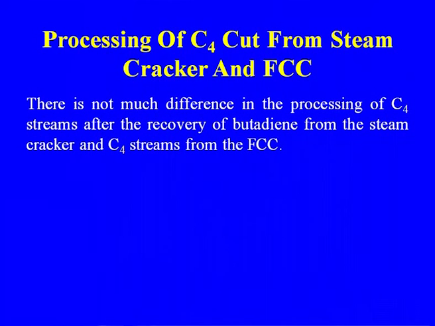Now let us discuss the processing of the C4 stream, because we are getting C4 and C5 cuts. So let us discuss the C4 cut from the steam cracker, because normally the C4 has to be separated from the C5. The C4 cut from the FCC and the cracker plant, there is not much difference in the processing of the C4 stream after the recovery of the butadiene, because the butadiene is only present in the case of the naphtha cracker plant, not in the case of the FCC.